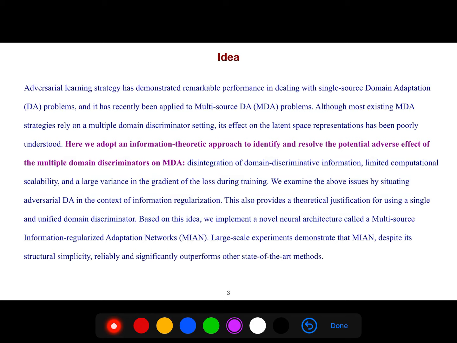This also provides a theoretical justification for a single and a unified domain discriminator. Based on this idea, we implement a novel neural architecture called multi-source information regularized adaptation networks. Large-scale experiments demonstrate that this model, despite its structural simplicity, reliably and significantly outperforms other state-of-the-art methods.